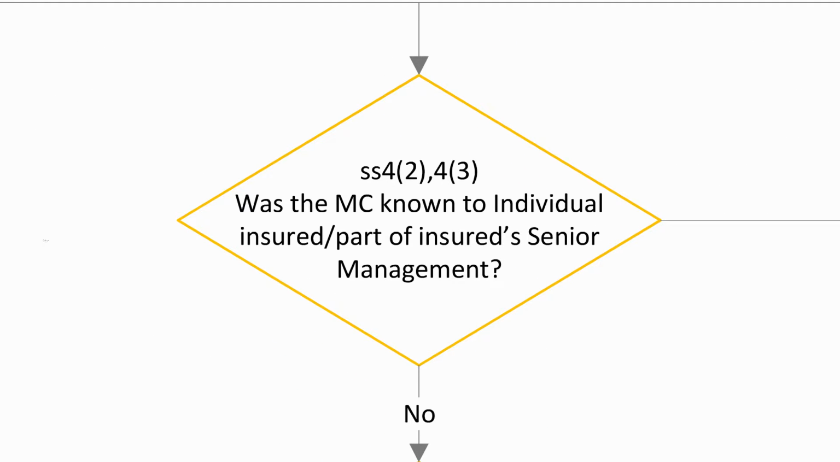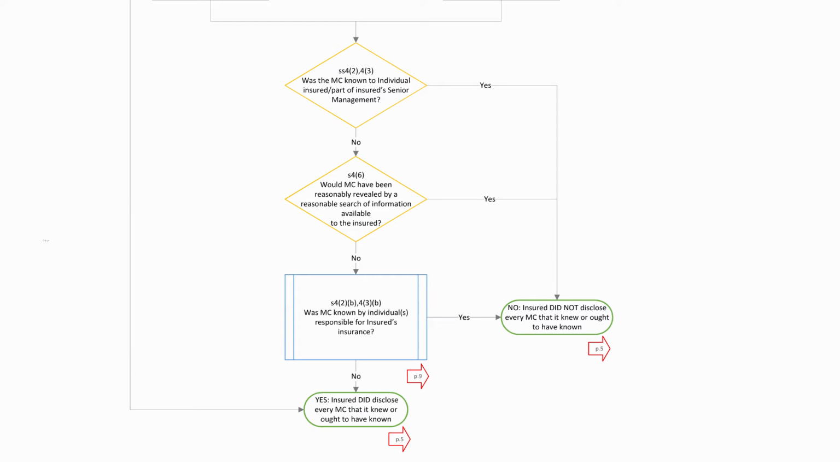You'll have to find out from either the individual or senior management whether the material circumstance was known about. If it was known to them, then they are in breach. If it wasn't, that does not automatically mean that they have discharged their obligations. If you answered yes, then you'll see that you're taken to the green oval that indicates that the insured did not disclose every material circumstance that they knew or ought to have known. You'll take that information back to page 5 and plug it into the relevant box. If that information wasn't known to the individual or the insured's senior management, then it's not the end of your assessment.